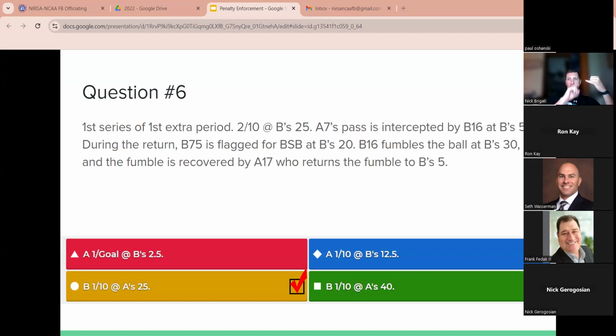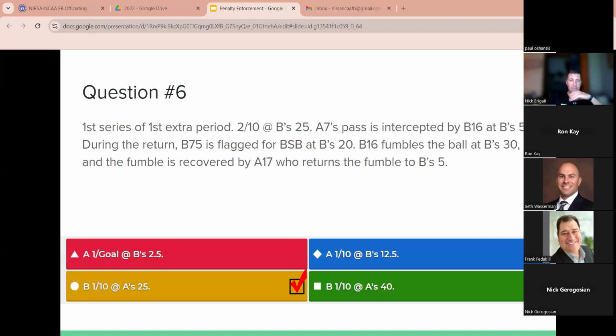Bingo. B got the ball with clean hands. Blindside block is a personal foul, but it's not a flagrant personal foul, and that penalty is declined by rule. A will not snap the ball again because B was good when they got the ball. So all that happens is we move to the second series of the first extra period.